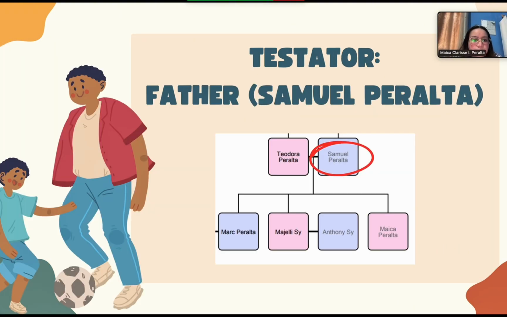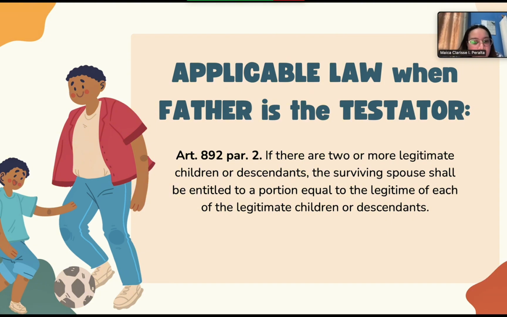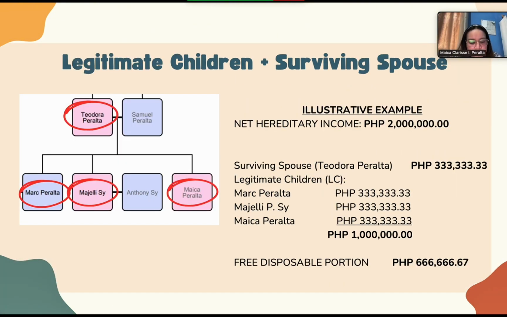For another instance, we have if my father is the testator. The applicable law if the father is the testator is Paragraph 2 of Article 892. If there are two or more legitimate children or descendants, the surviving spouse shall be entitled to a portion equal to the legitime of each of the legitimate children or descendants. For example, my father has a net hereditary income of 2 million pesos.